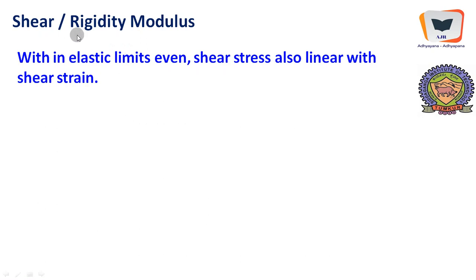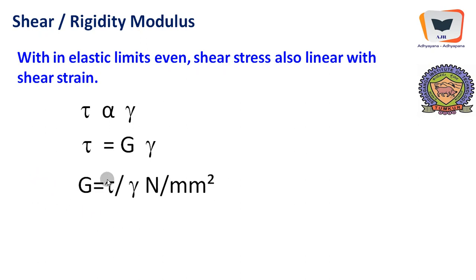And there emerges, like elastic modulus, rigidity modulus. Within elastic limits, even shear stress is linear with shear strain. That is, shear stress is also proportional to shear strain. This is tau, which we have accepted as a notation for shear stress. Shear stress is proportional to shear strain, that is gamma. And if you remove this proportionality sign, we will induct G, which is called rigidity modulus. And if you want to define G, G will be equal to shear stress divided by shear strain.